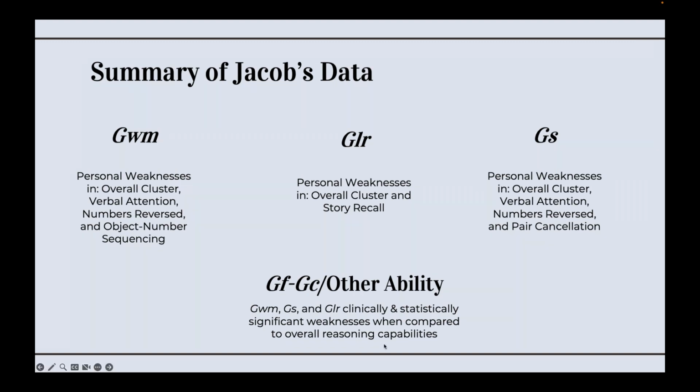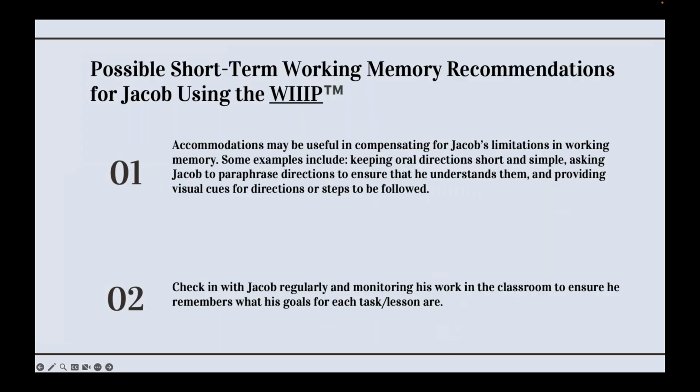And then also in that comparison that I mentioned, looking at his overall reasoning skills to his performances across working memory, processing speed, and long-term retrieval. So with all of that, again, rich information that this individual has now gotten on Jacob, the neuropsychologist can then turn to that same program that I mentioned before, the WIP, to be able to pull specific recommendations for certain areas of functioning.